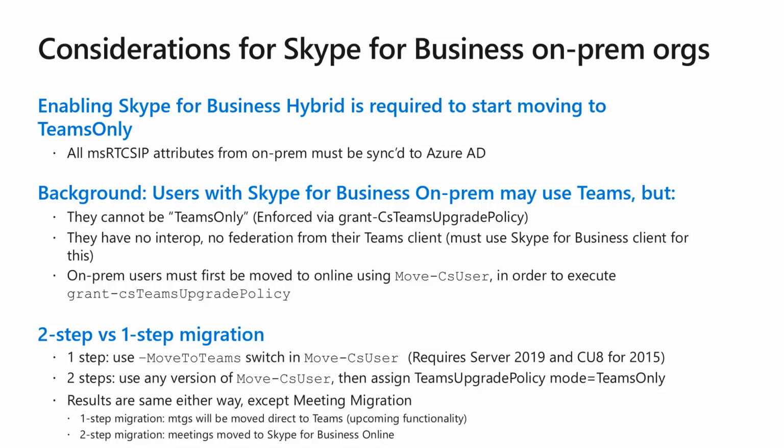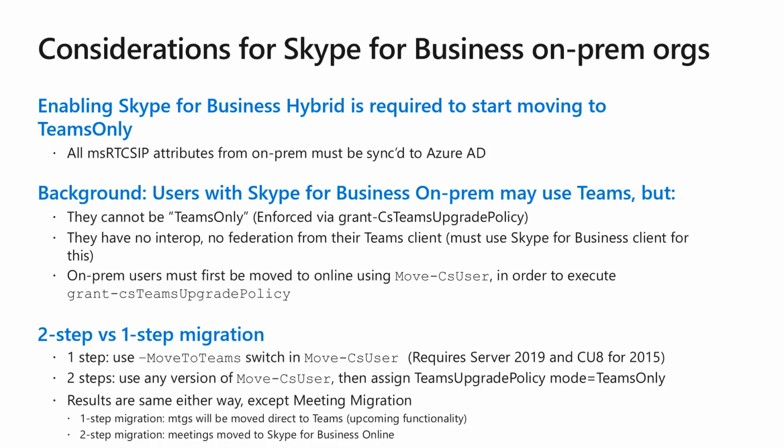Now, you also have the capability of doing it in two steps, which allows you to use basically any version of Move-CsUser. So if you haven't gotten the cumulative update yet, for example, or perhaps you're running Lync Server 2013, you could use Move-CsUser to simply move the user from on-premises Skype for Business to online Skype for Business, and then go ahead and run the Grant-CsTeamsUpgradePolicy commandlet to assign them the Teams only mode. The end results are basically the same with the exception of meeting migration, right?